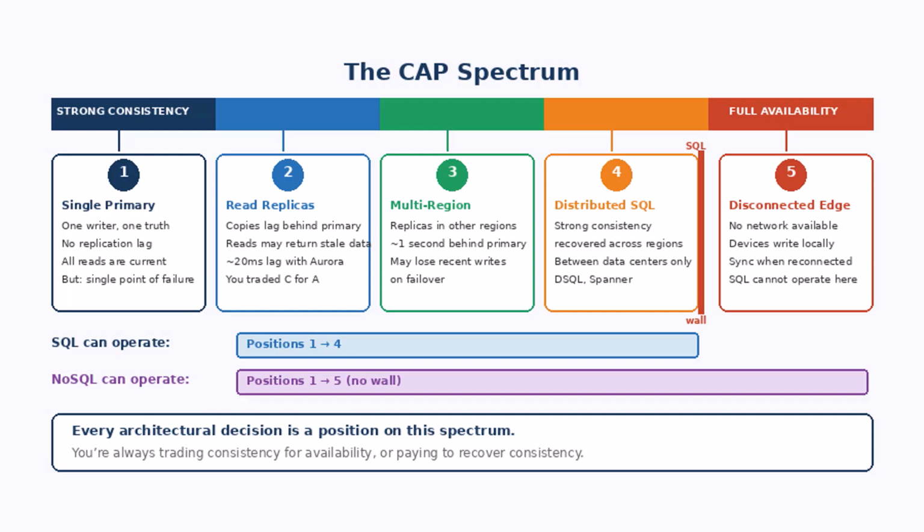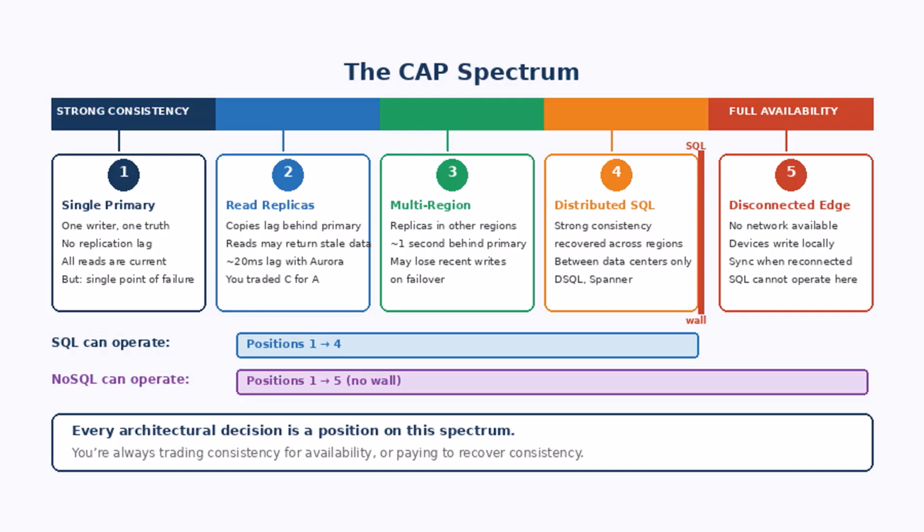NoSQL wasn't created because SQL was bad. It was created because companies needed horizontal scaling, and ACID's coordination overhead was the obstacle. Dropping those guarantees was the price of admission to the right side of the spectrum. There is no correct position. There is only the position that matches your workload.